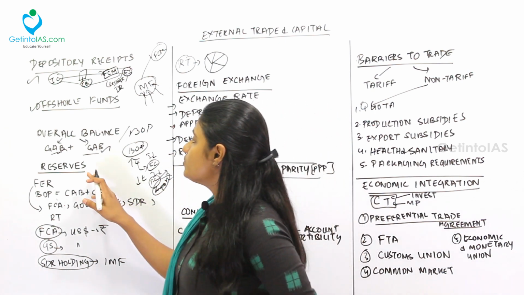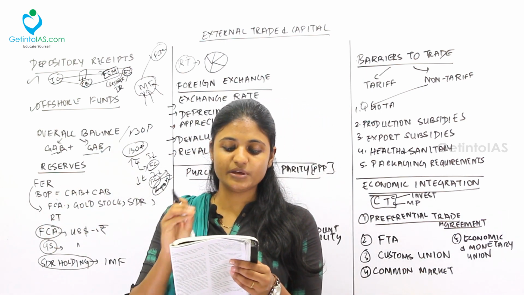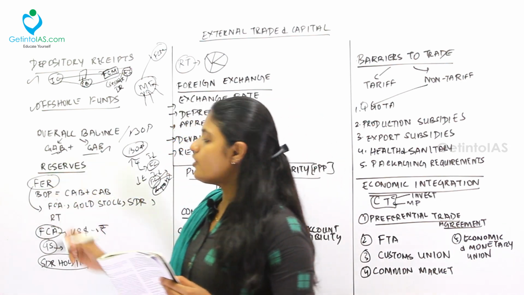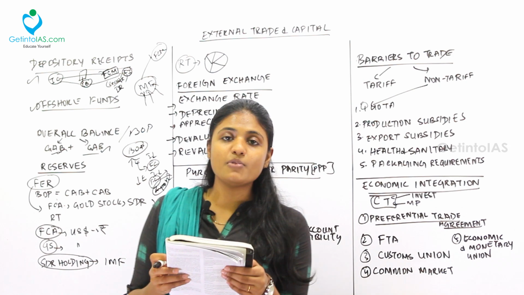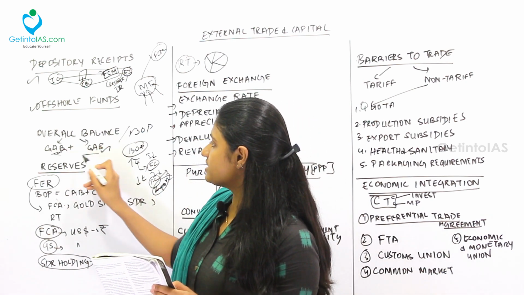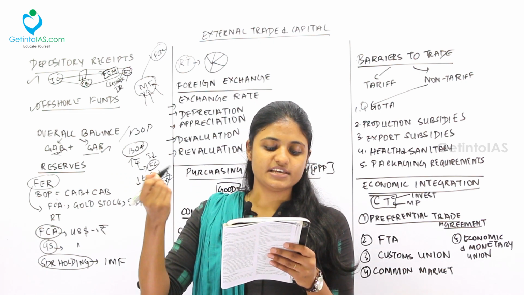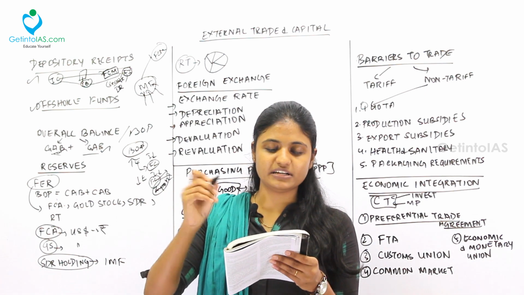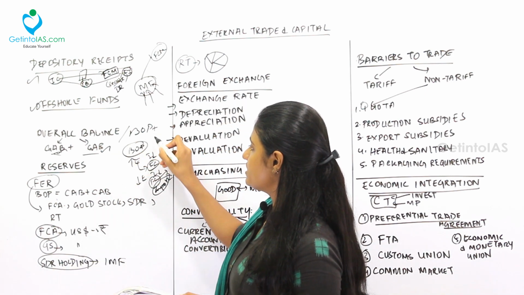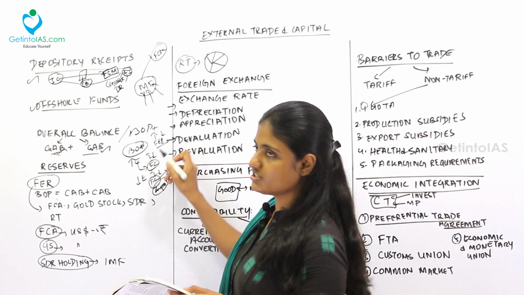Now coming to the reserves. What are called the reserves? Under the reserves, reserve means foreign exchange reserve. Foreign exchange currency is called the foreign exchange reserve. The sum of the current and capital account balance is the balance of payment. And the balance is added to the foreign exchange reserve if the balance of payment is in surplus. If the balance of payment is positive, that is, if the exports are more and the imports are less, we will have more foreign exchange reserve.